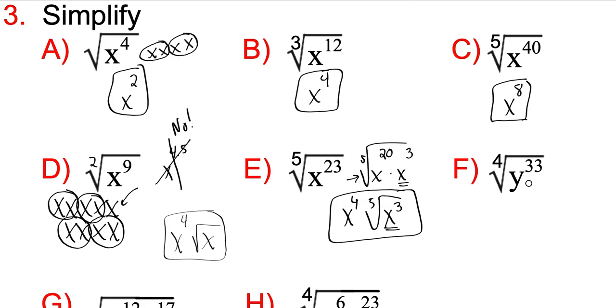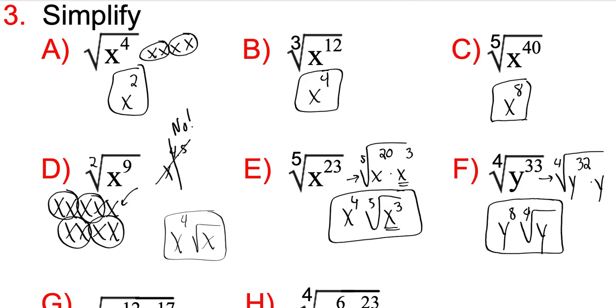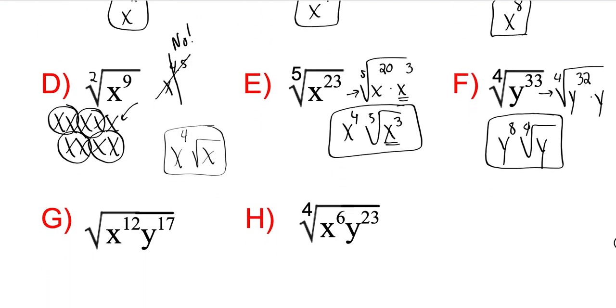All right, so y to the 33. How many nice groups of 4 can we get out of 33? Well, I know that 4 goes into 32, right? So 4 goes into 32. Let's write this like we had before. So the 4th root of y to the 32, and then there's a y left. So the 4th root of y to the 32, that's y to the 8th. And then we have the 4th root of y left. Okay? So divide nicely out of the variable, and whatever you have left goes back underneath.